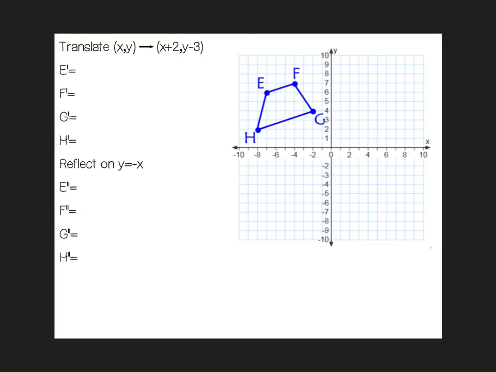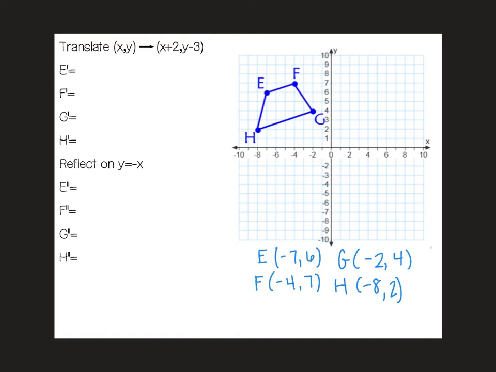For the second composition, first I'm going to translate and then I'm going to reflect. So again, I want to write down my original points. E is at negative 7, 6. F is at negative 4, 7. G is at negative 2, 4. And H is at negative 8, 2.